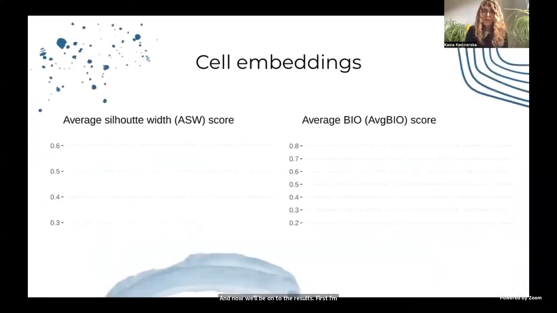First, I'm going to talk about how well the cell embedding space separates the cell types. And for that, I will use 2 scores, average silhouette width and average bio scores. Silhouette score is going to tell us how distinct and how separate the cell type clusters are in the cell embedding space. And average bio is a composite score that takes silhouette score and 2 other scores, and also talks about how well the clustering can be performed within that space and how well those clusters align with the cell type labels. For both scores, the higher the value, the better the performance.